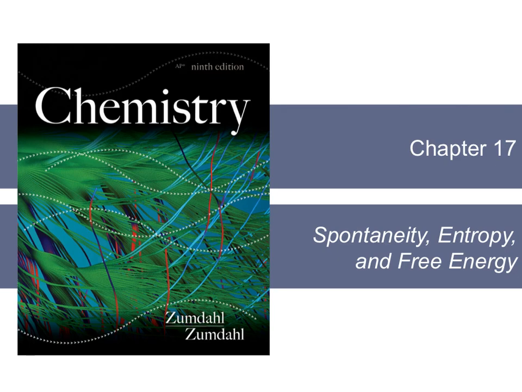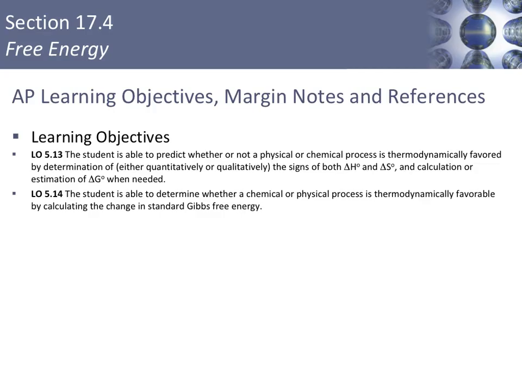In section 4 of chapter 17, we will be discussing Gibbs free energy. Learning target-wise, we'll be looking at if a process is spontaneous or thermodynamically favored by being able to calculate or talk about qualitatively the signs for the enthalpy change and the entropy change, and then calculate or estimate the Gibbs free energy change.